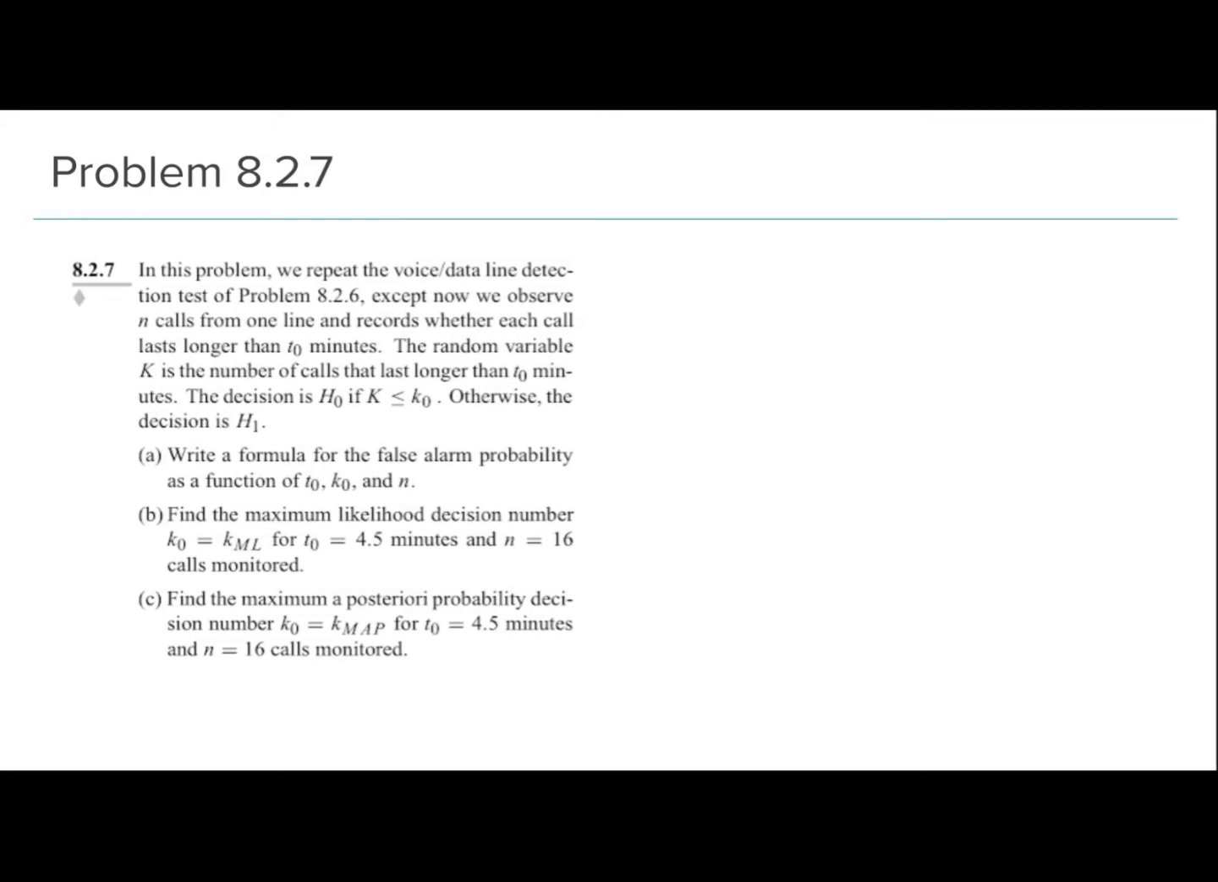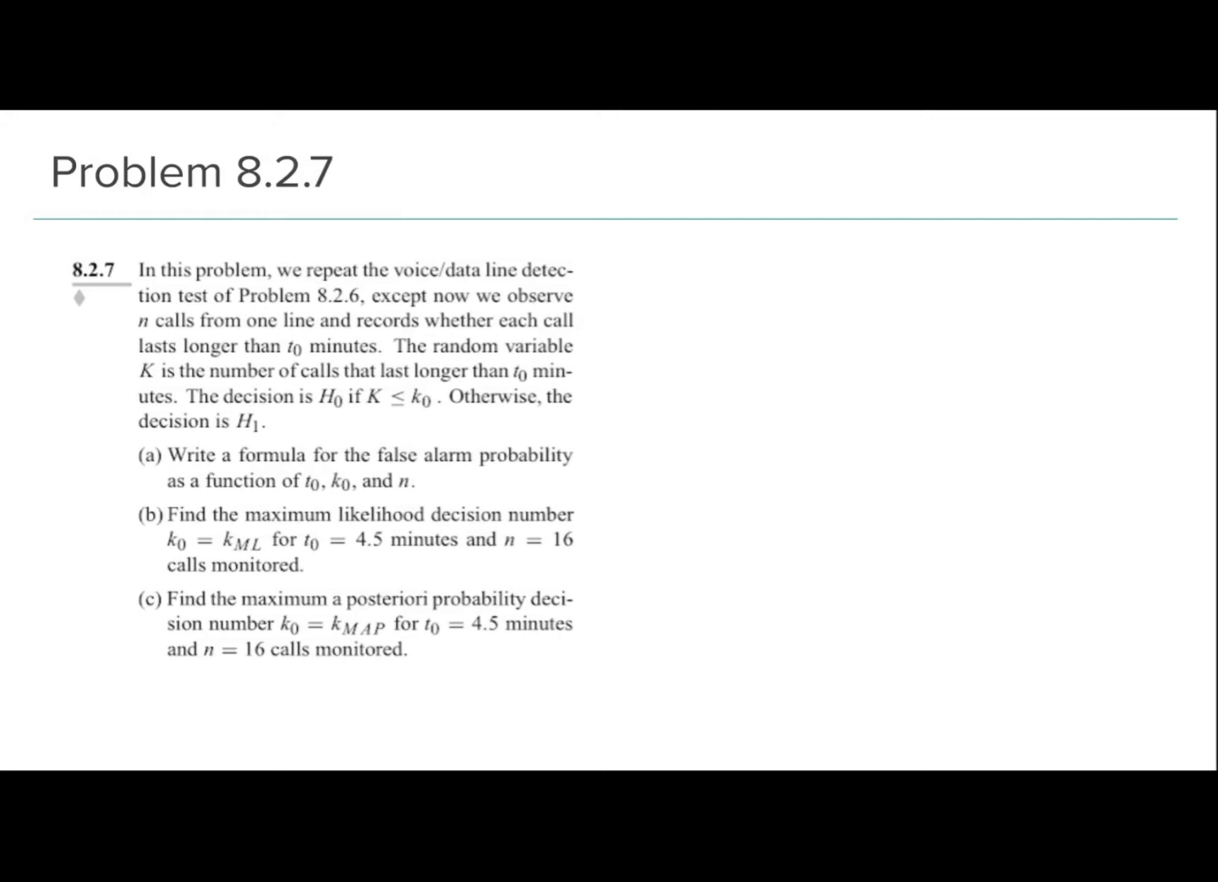If less than k naught calls last longer than t naught minutes, then we'll decide that the line is a voice line. But if more than k naught calls last longer than t naught minutes, then we'll decide that it is a data line, right? And we have to find basically the false alarm probability, the maximum likelihood decision number given that t naught is equal to 4.5 and n is equal to 16, and the maximum a posteriori probability decision number given that t naught is equal to 4.5 and n is equal to 16.